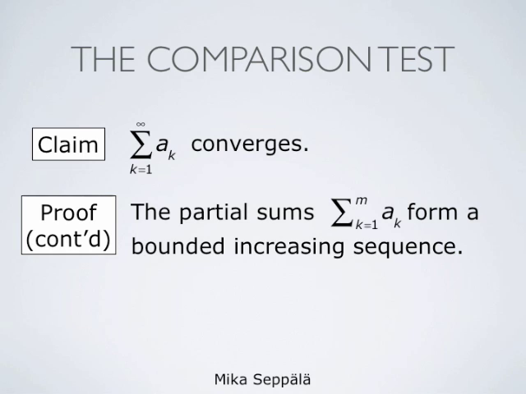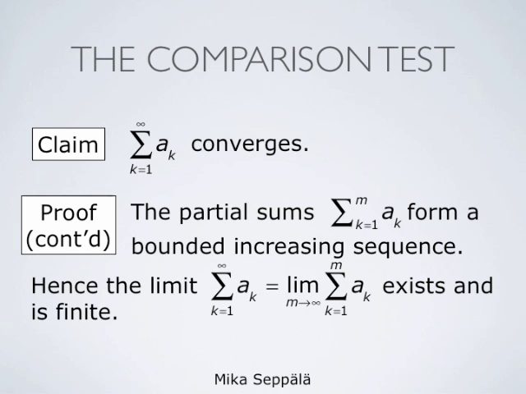So this means that these partial sums, summation k from 1 to m a_k, form a bounded increasing sequence. But a bounded increasing sequence has a limit. We conclude that the limit as m goes to infinity of summation k from 1 to m a_k exists and is finite. And this means that the series summation k from 1 to infinity a_k converges. This concludes the proof of the comparison theorem part A.